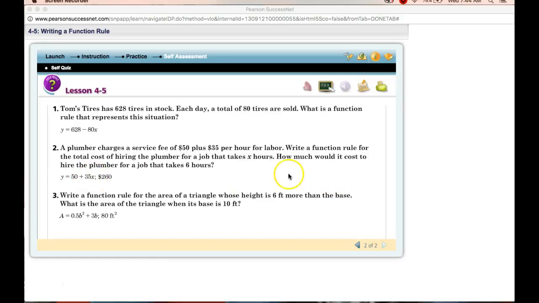And then how much would it cost to work for 6 hours? So you would substitute 6 in for x. 35 times 6 plus 50 would give you $260. Number 3, triangle. So 1/2 base times height. The height is 6 feet more than the base, so that would be b plus 6 would get substituted in for h. And the area of the triangle then, when the base is 10, would be 80 square feet. Okay?